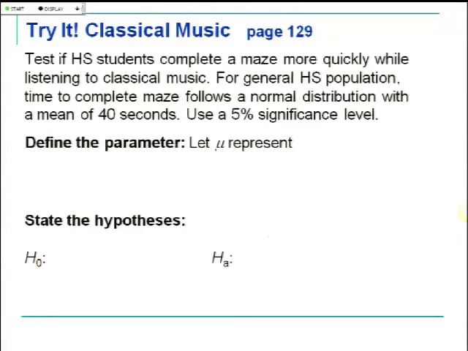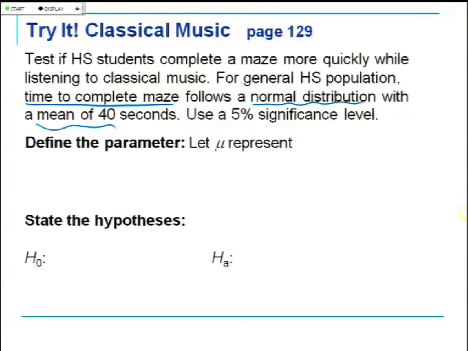Asking that question for the population of high school students. So there's this maze, a standard maze, and the time to complete that maze for the high school population follows a normal model with an average of about 40 seconds. So the typical time to complete the maze for high school students is about 40 seconds, and there's a give or take there, the normal distribution.